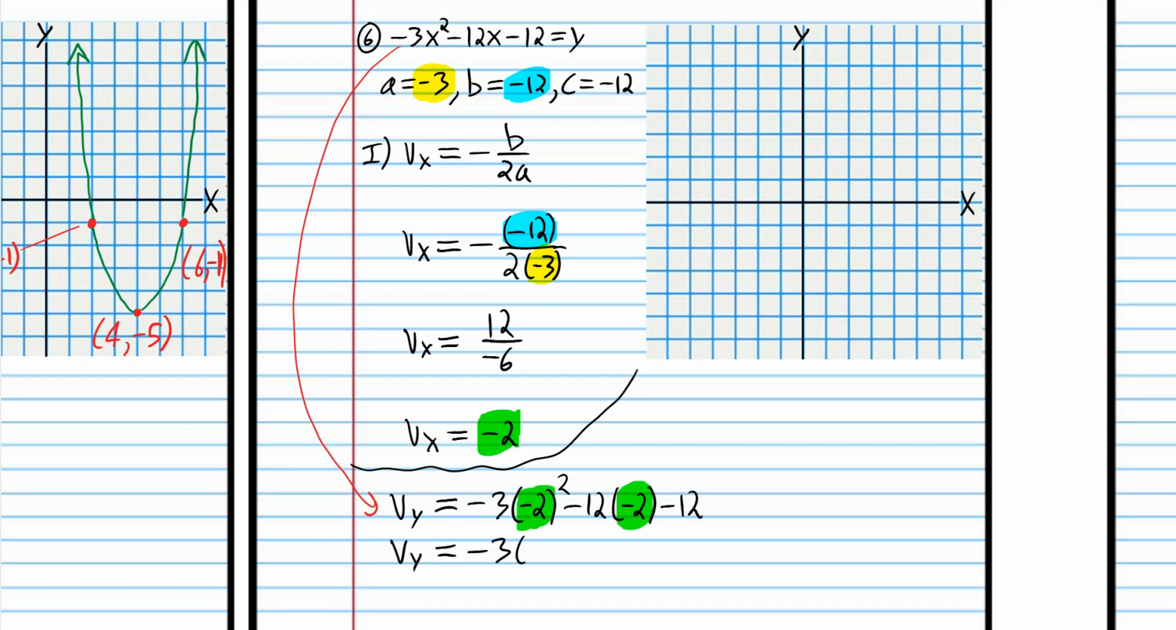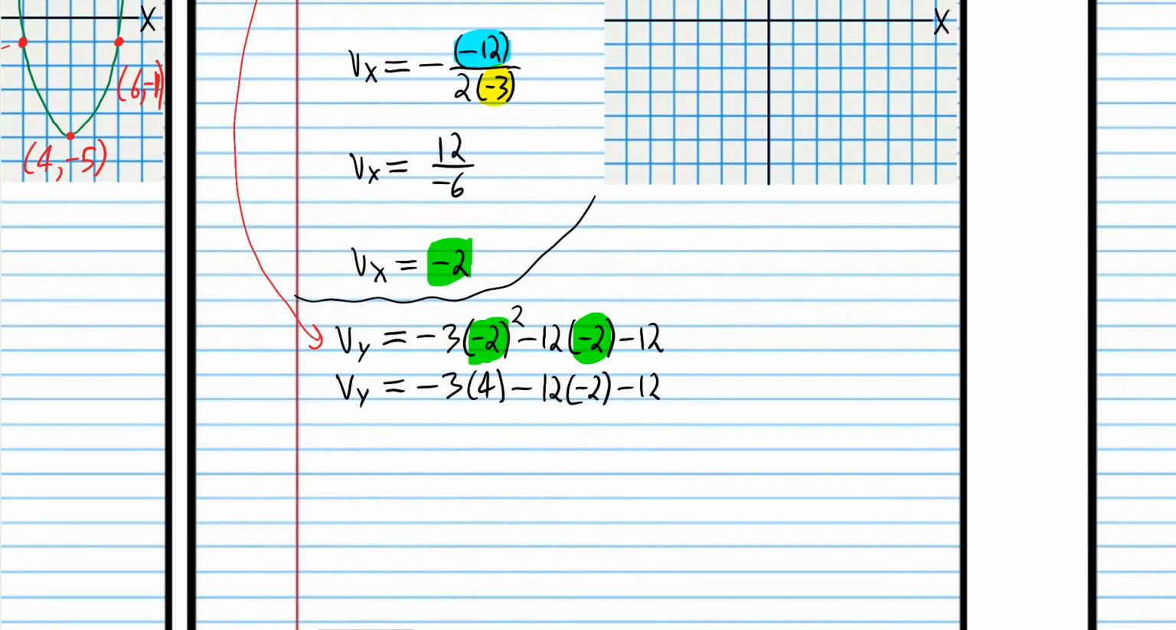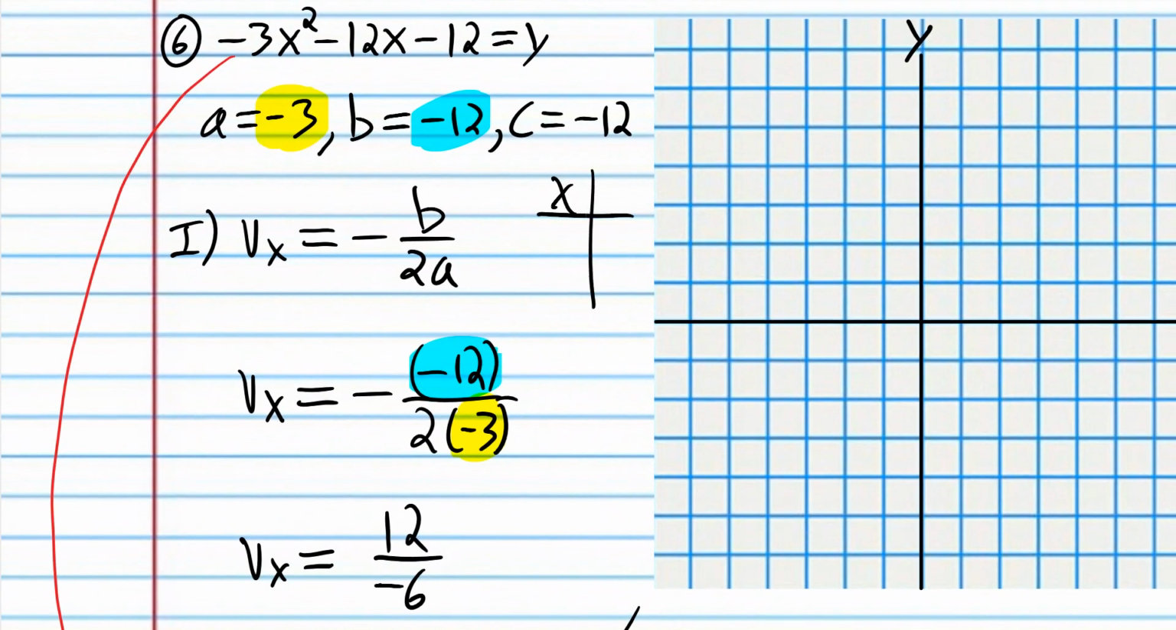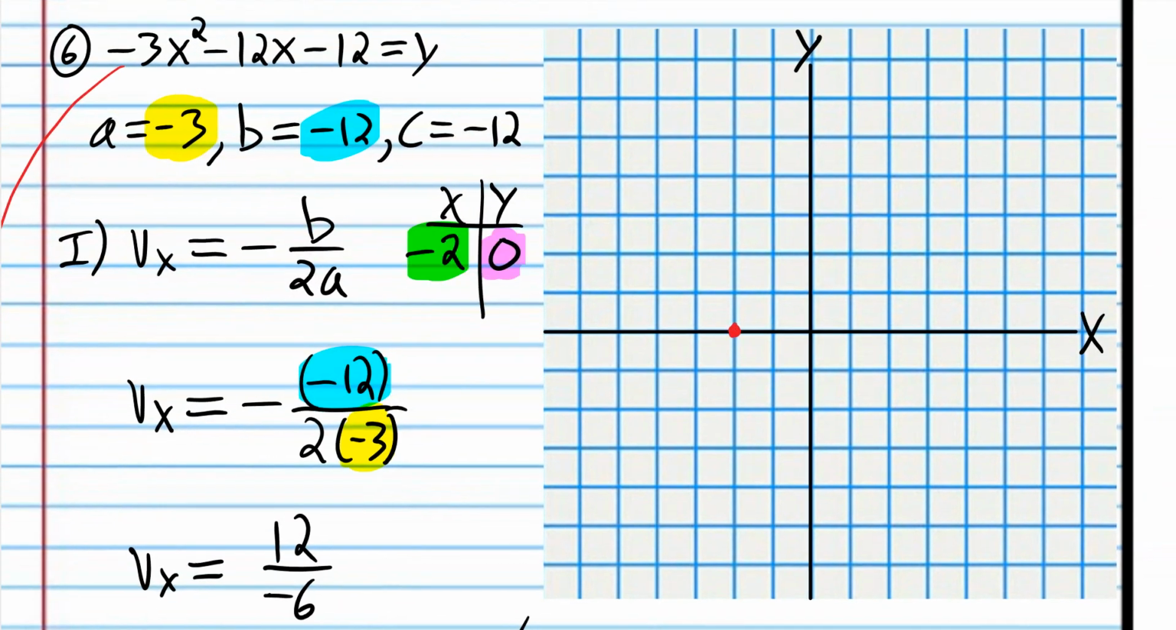So negative 2 squared is 4. And again, you don't have to show all this stuff. You can just do it quickly in your head if you can. And simplifying, the y value of the vertex is equal to 0. So now we have the vertex. It's negative 2, 0. So that's the first point that we're going to plot there. And that will be here. And the parabola opens downward, so it's going to look something like that.